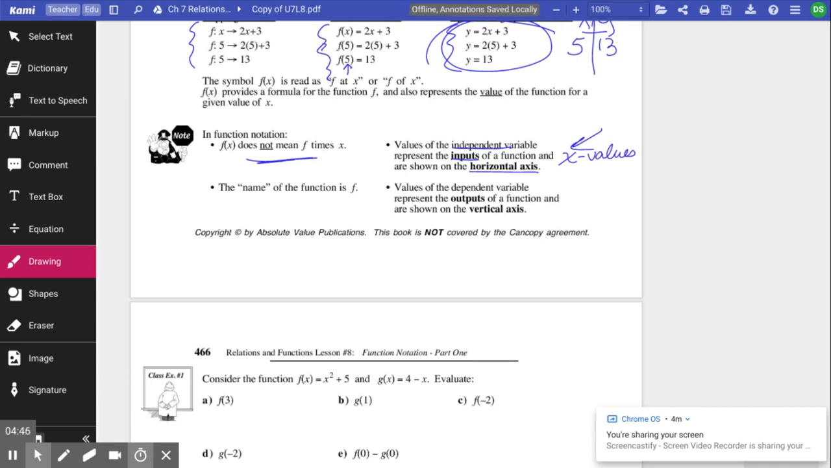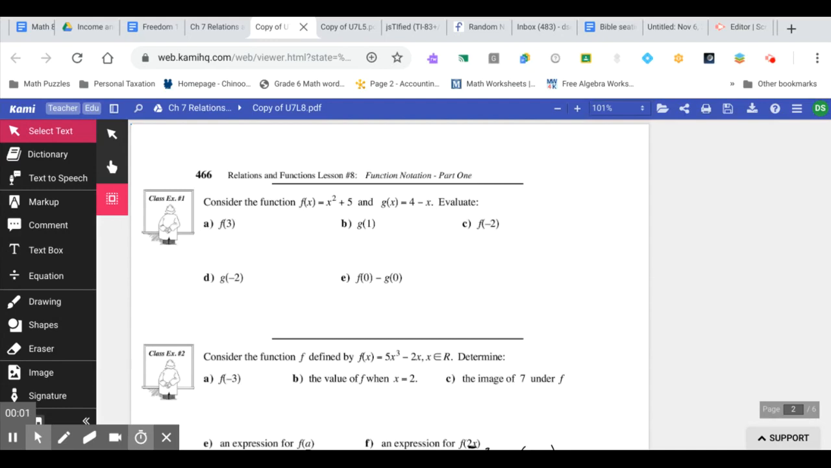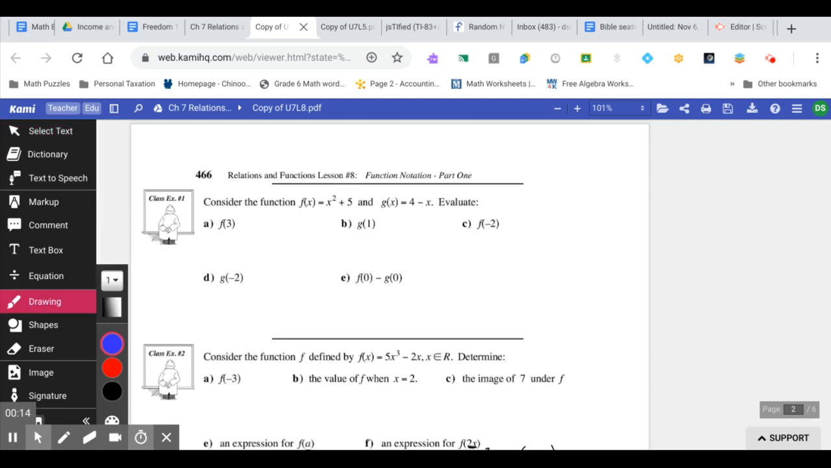Okay, the name of the function is f. That's just the name of it. And that's going to get out the dependent, the output vertical axis, also known as what we used to call the y values. So here it says that the f machine, f of x, is equal to x squared plus 5. That means whatever the input is, whatever our x is, we're going to square it and add 5 to it.